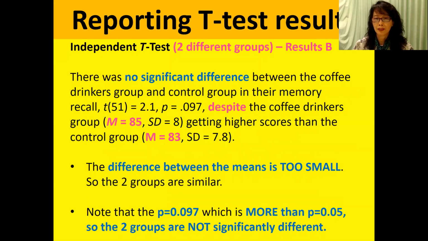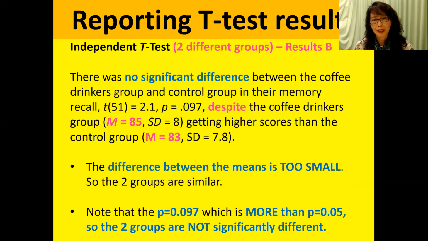This is the second set of results, maybe from a different study, which shows that there was no significant difference between the coffee drinkers group and the control group in their memory recall. No significant difference. Okay, why? Because P equals 0.097. You will know that 0.09 is bigger than 0.05. 9% is bigger than 5%. So it is not significantly different. The two groups are not significantly different. Even though you see that the means 85 and 83 are a little bit different, actually the difference is too small to be obvious.